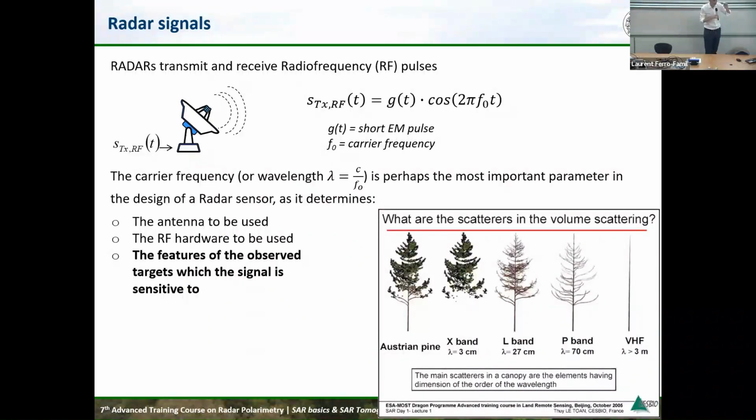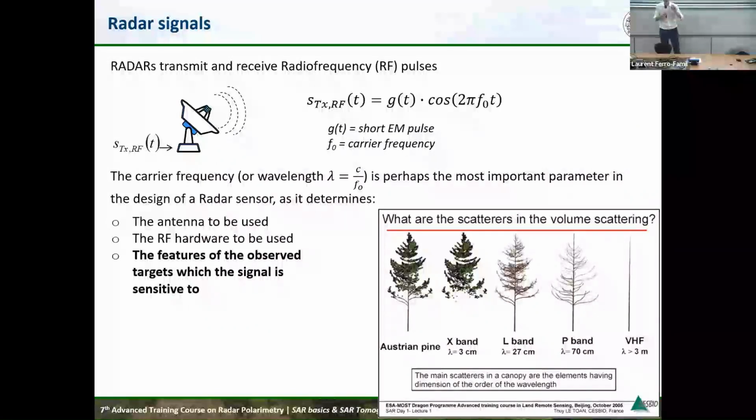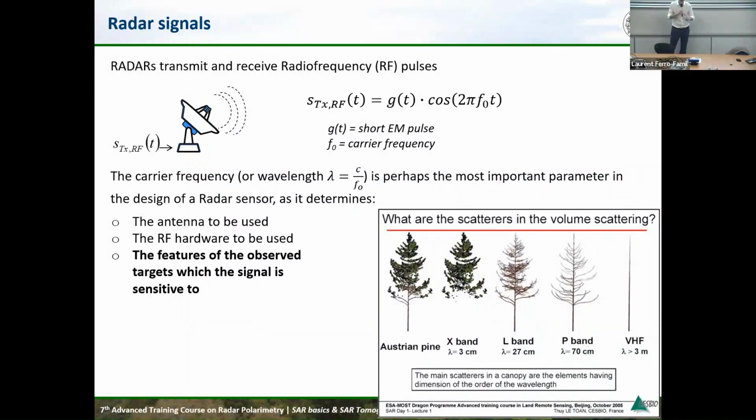Now, how do we choose the frequency? Well, this is a big question. Let's say that the frequency is perhaps the most important parameter for any radar survey. It will determine which antenna has to be used. It will determine what kind of hardware has to be used. And very importantly for us, because we are interested not so much in engineering today, but in science, it will determine how the target responds to our waves.